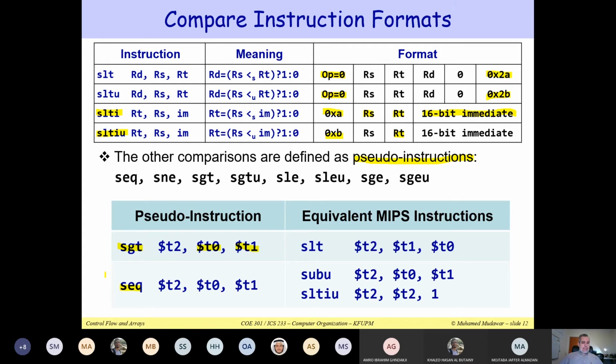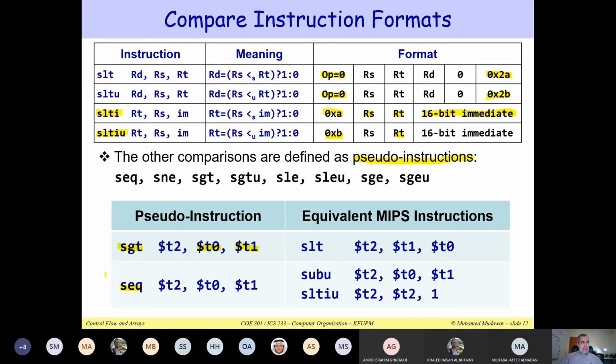Now, let us understand this second instruction. When you subtract, you get the result in T2. If T0 and T1 are equal, you get 0. But if T0 and T1 are not equal, you actually can get any value in T2.